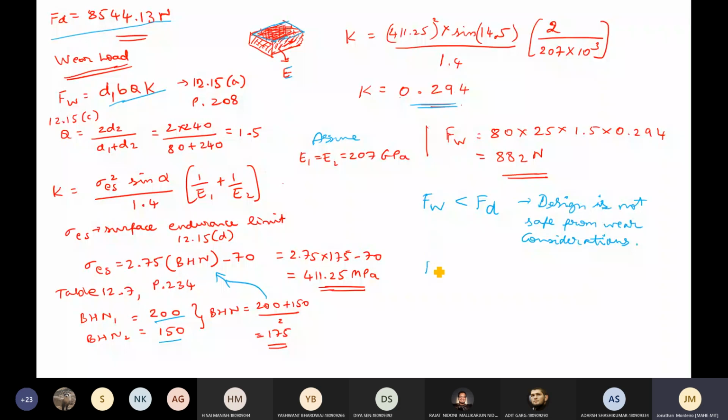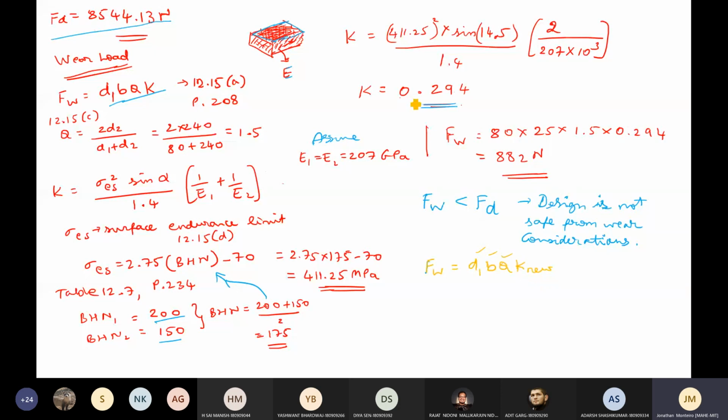Yeah, you have to equate FW must be equal to D1B Q into K nu. See, there are some aspects which you cannot change. The tooth has already been set for certain diameter, already set for certain face width. These are the things that you cannot change. Then Q is again a function of D1 and D2, again cannot be changed. But you can change what is K.